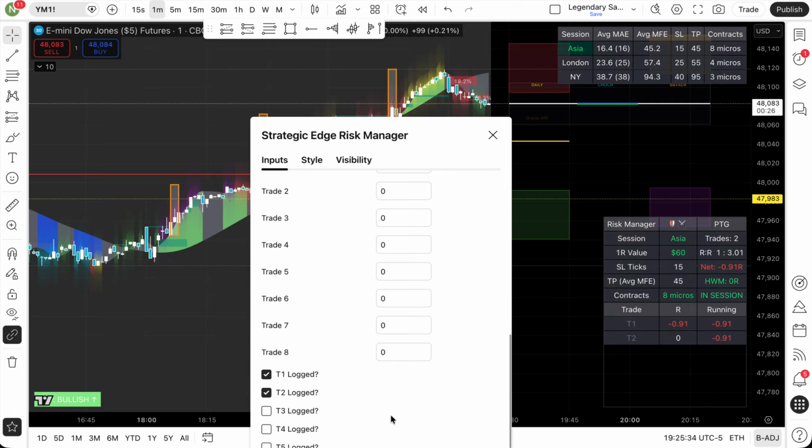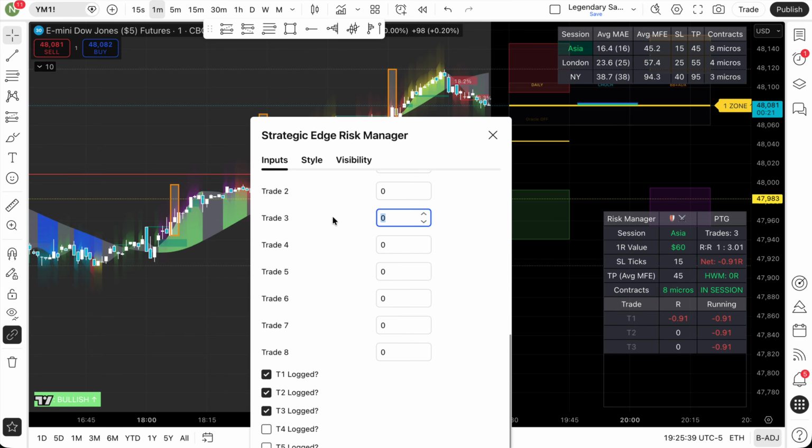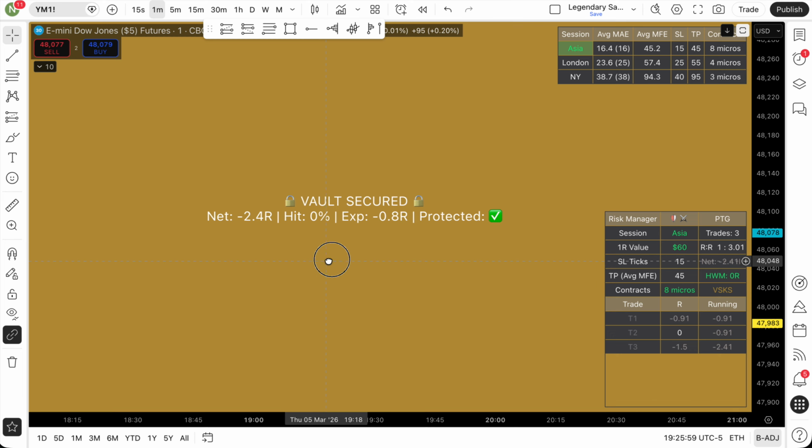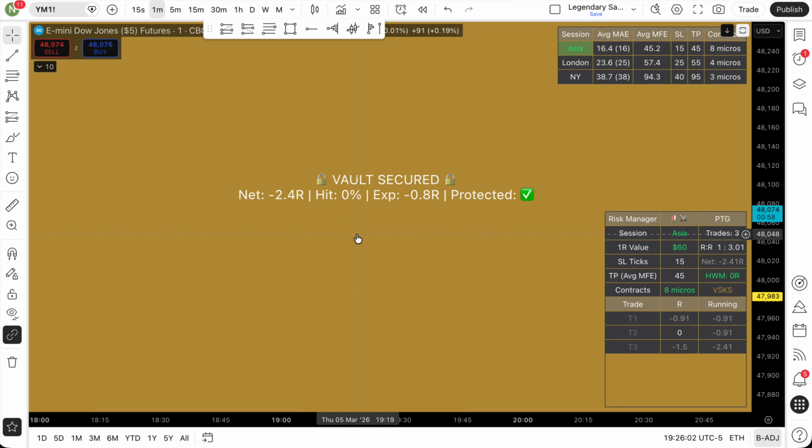Okay. Let's say I lost the plot on trade three and I risked more than one R. I added to the position while I was in drawdown and then I took a full loss. So I lost minus 1.5 R. Well, guess what? At that point, you risk more than one R per trade. Your judgment is suspect. We're just going to lock the vault. We're going to secure the vault, keep you out of it because we need to protect the gold. That's what the chart lockouts are for.